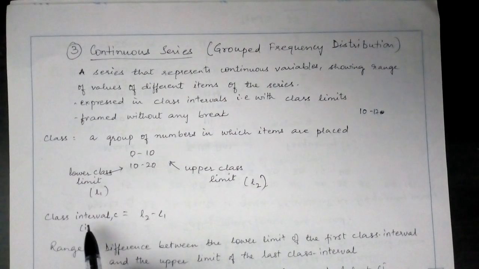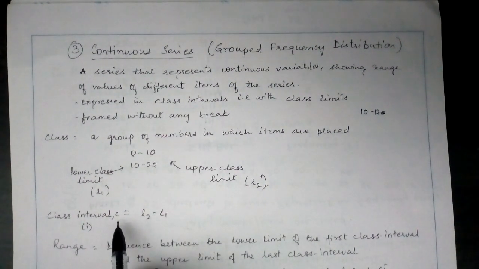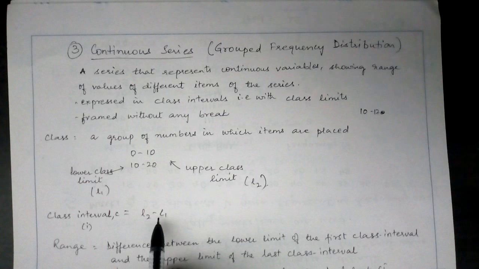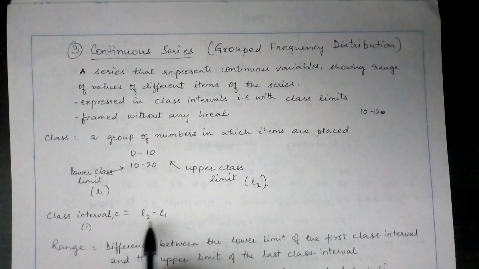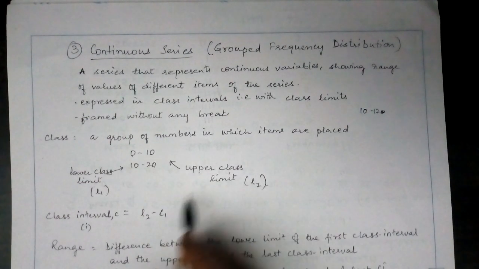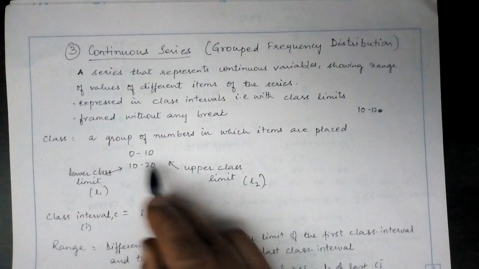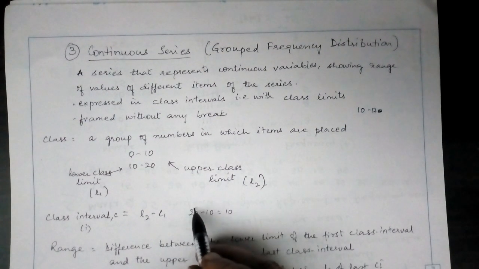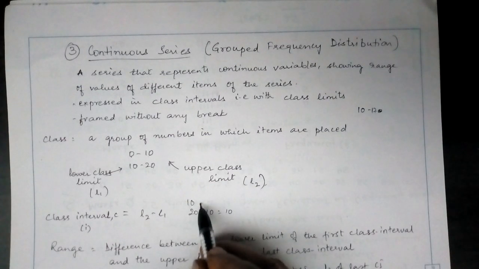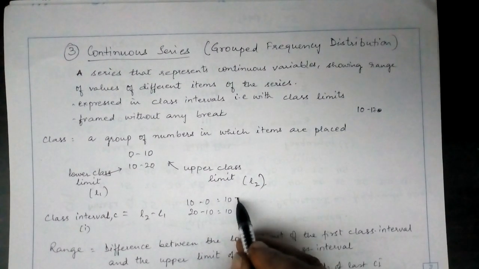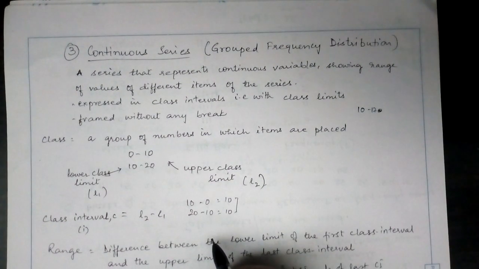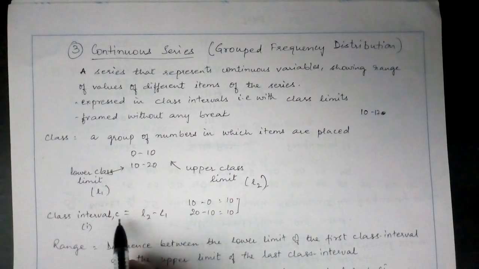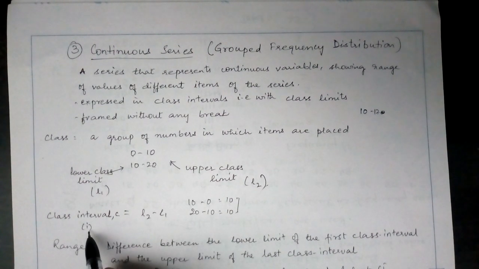So, what is a class interval? Class interval is L2 minus L1. That means upper class limit minus lower class limit. Here, if you take this one, then 20 minus 10 equal to 10. And the other one, 10 minus 0 equal to 10. So here the class intervals are equal. Class interval is represented by letter C or sometimes I also.